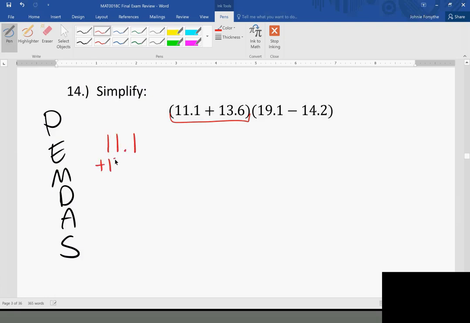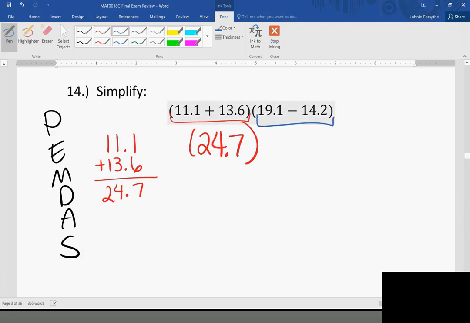11.1 plus 13.6. So when you're adding decimals, we need to line up the decimal points. So 1 plus 6 is 7. Bring down the decimal. 1 plus 3 is 4. 1 plus 1 is 2. So we're going to have 24.7 times the second set of parentheses.